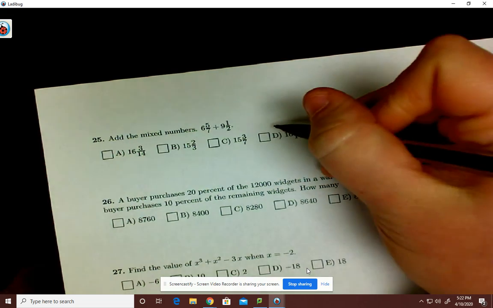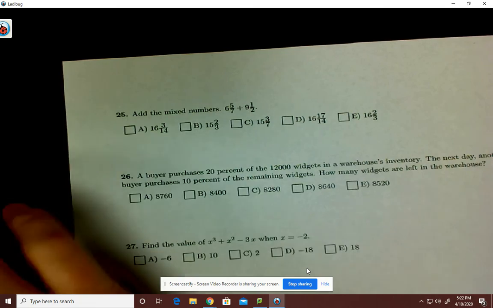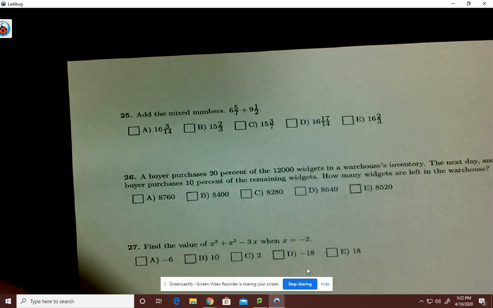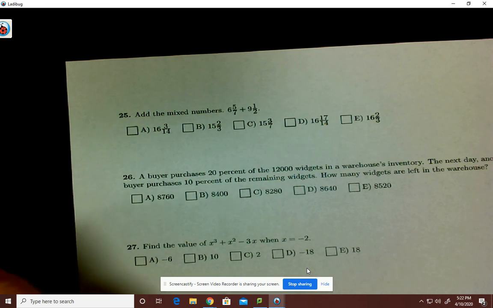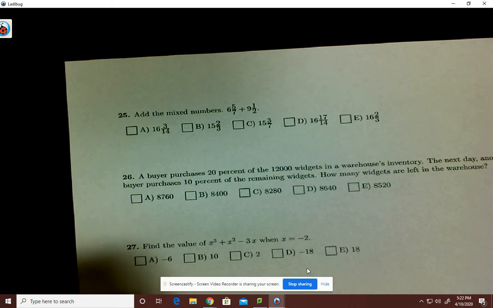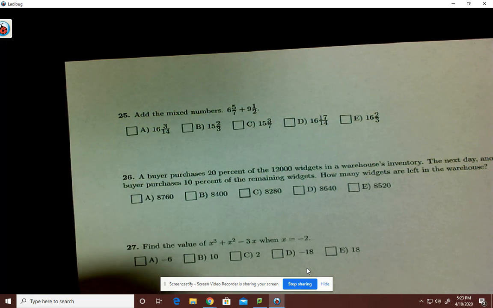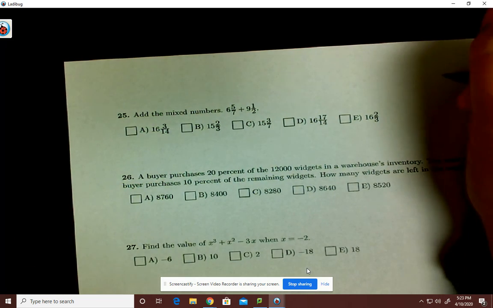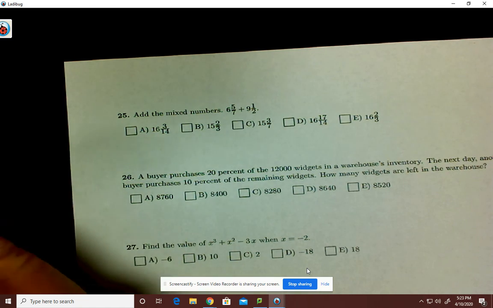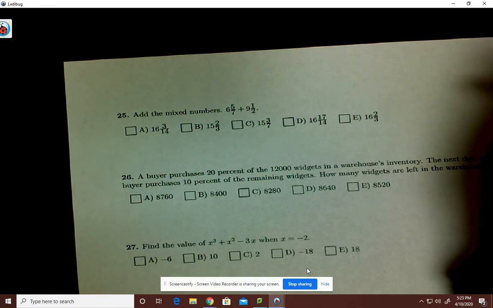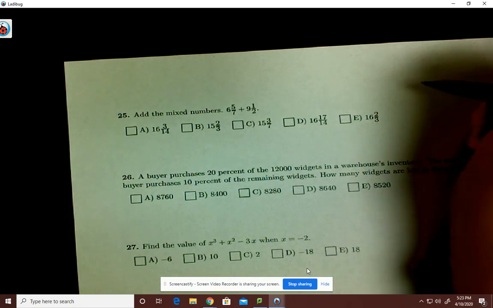All right, 25 again is just a matter of being able to type that in your calculator. So 6 5/7 plus 9 1/2 gives me 227/14, and then I change that to a mixed number, and I get 16 3/14. So that was A.